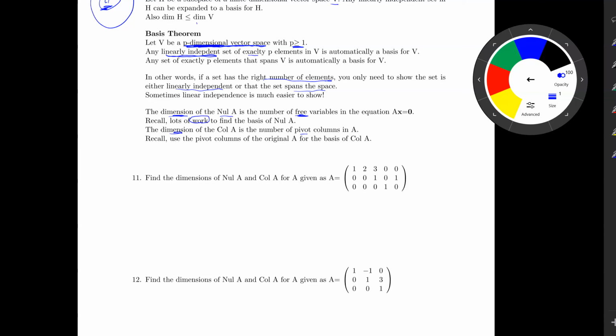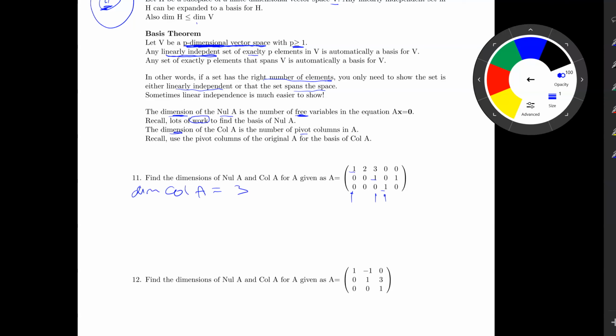All right, so let's look at these two matrices. They're in echelon form already, and echelon form gives me where the pivots are, right? So this is a pivot, pivot, pivot. So I have 3 pivot columns. So I can see that the dimension of column A will be 3, because there are 3 pivot columns.